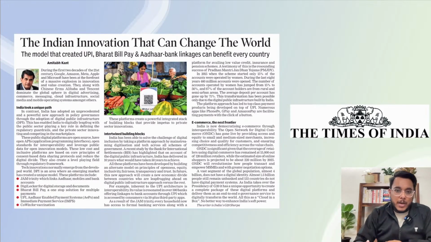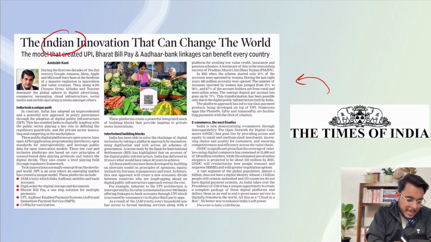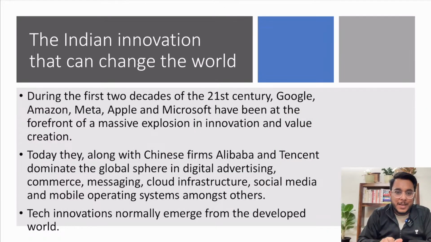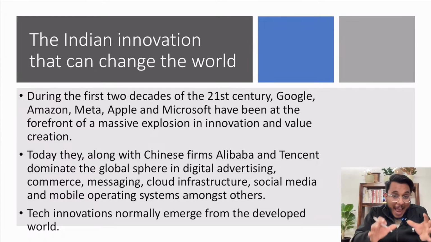Okay, so article number 2 has been taken from the Times of India newspaper, and this article is talking about Indian innovations that can change the world. Now, basically, guys, this particular article is talking about the innovations in the digital space, technological innovations that India has taken up. And these technological innovations have actually been appreciated even by the developed countries. Recently, Bill Gates particularly has appreciated the UPI architecture of India. I tell you guys, nowhere in the world is transferring money in a digital way as easy, as effortless as it is in India.